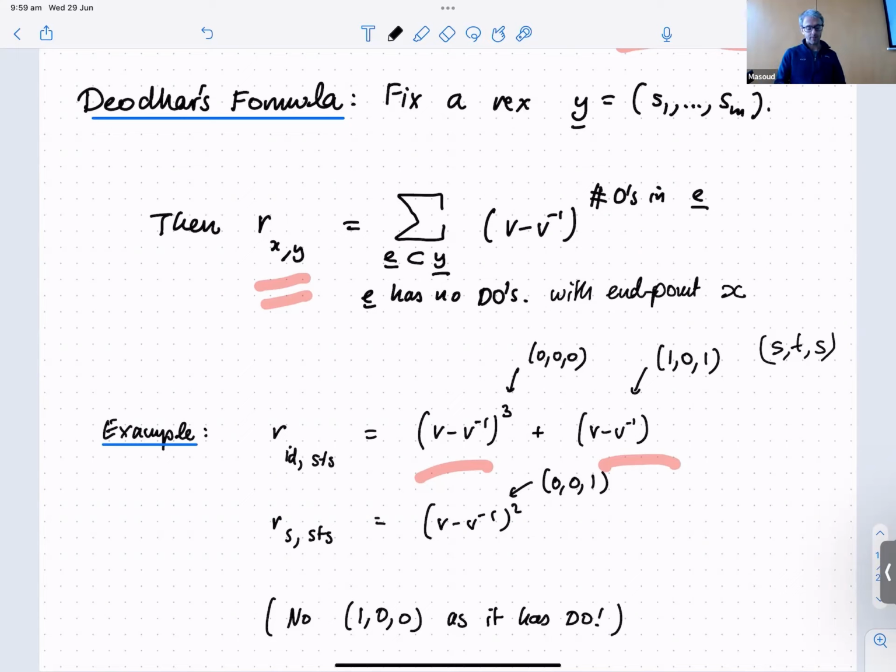Whereas for S, this R polynomial here, there are two sub-expressions for S, but one of them is forbidden because it has a down zero. I say no 1, 0, 0, because that means I go up to S, and then T, I would have gone up and I don't, that's fine. But then for the final one, the instruction is S, so if I followed that, I would go down. So I have to go down. I'm not allowed to say no. Okay, so that's Deodhar's formula.